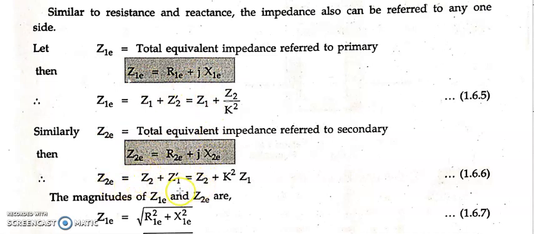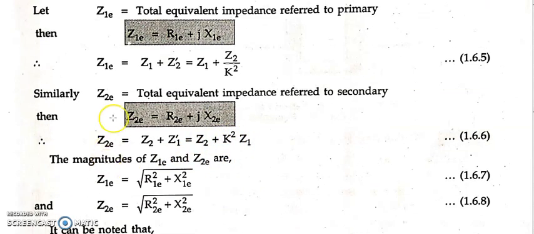Again, Z2E is equal to Z2 plus Z1 dash, where Z1 dash is equal to what? K square times Z1, similar to R1 as well as X1. It was K square times R1 and K square times X1 for resistance and reactance respectively, but for impedance it is Z1. And if you want to take the magnitude of this, you can take mod on both sides.